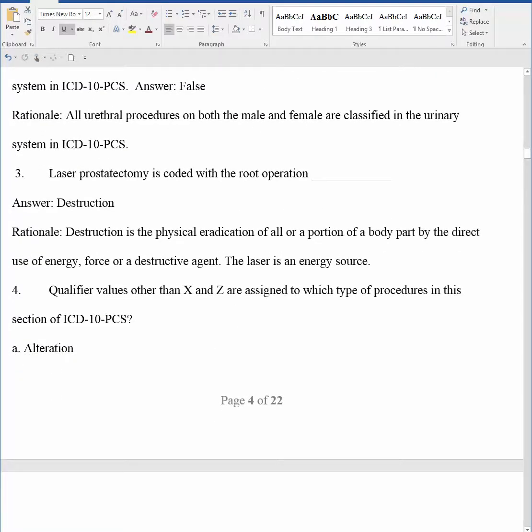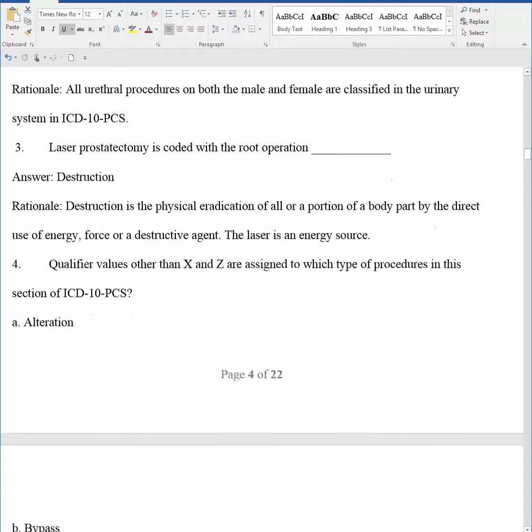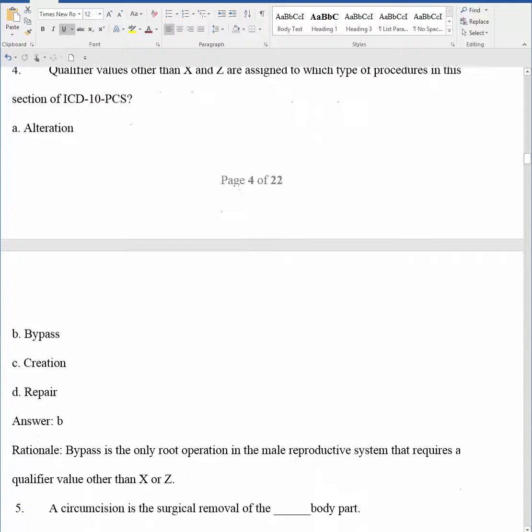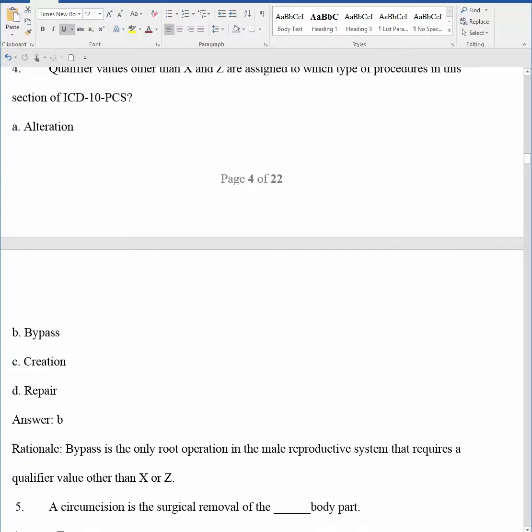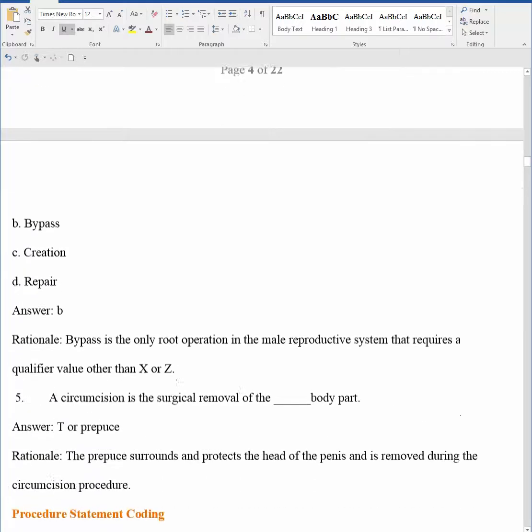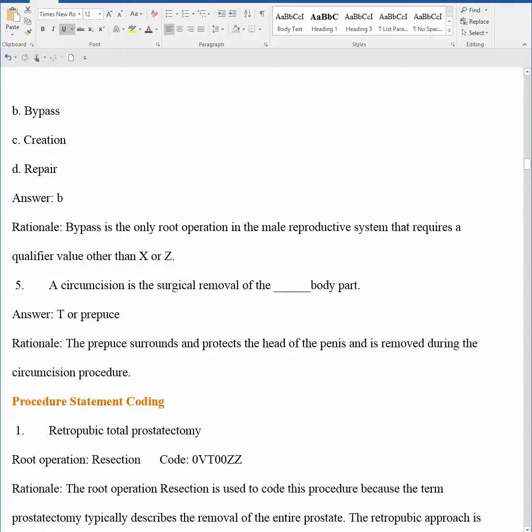Number 4, qualifier values other than X and Z are assigned to which type of procedure in this section of ICD-10 PCS? You have 4 options: alteration, bypass, creation, and repair. The answer is B. Bypass is the only root operation in the male reproductive system of ICD-10 PCS coding that requires a qualifier value other than X or Z. Number 5 is a fill-in. A circumcision is the surgical removal of the prepuce body part.